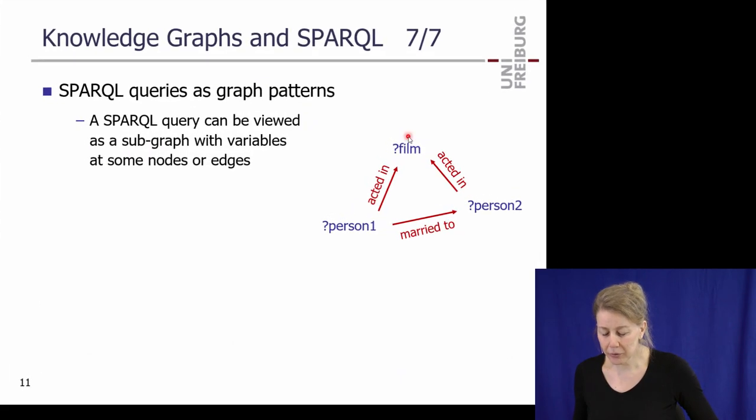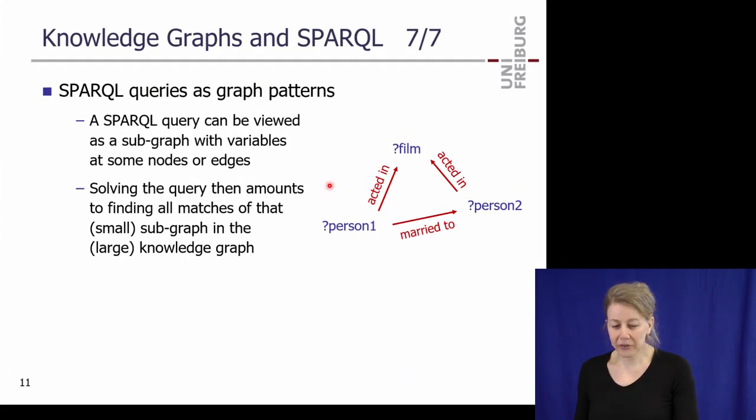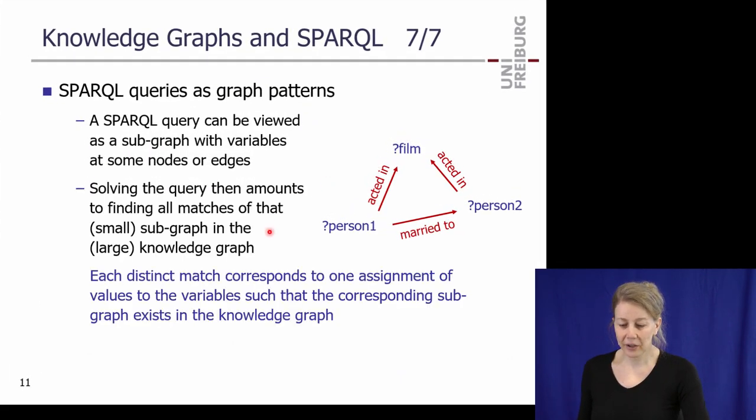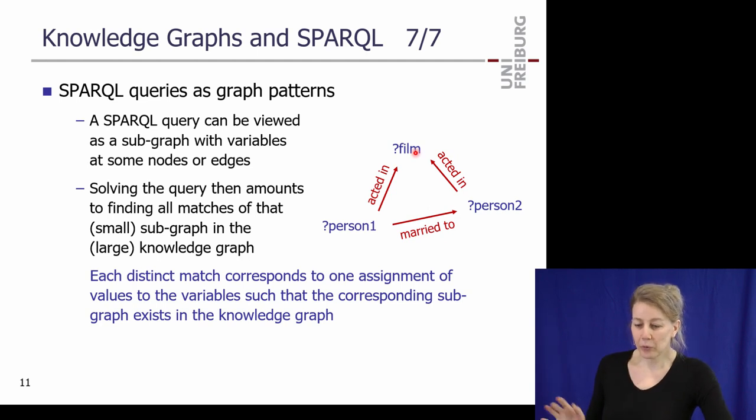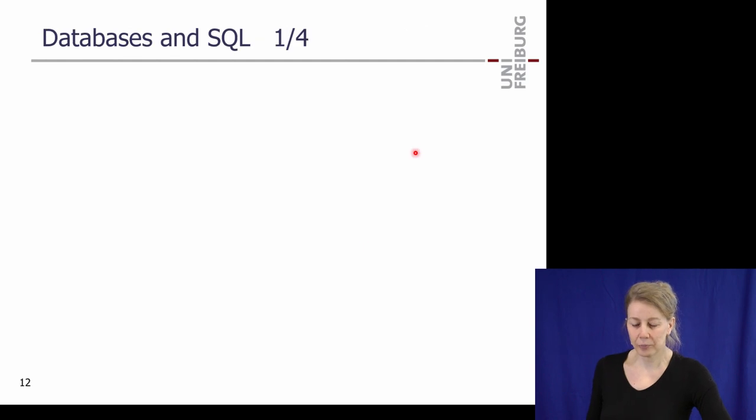Let's go back to this slide. The result, and we will see that in a second, is that every possible assignment to these three variables will be a match, a row in my result. So one match here will be Nicole Kidman, Tom Cruise, and Eyes Wide Shut. That will be one, but there could be more. And we will play around with this query and database in a second.